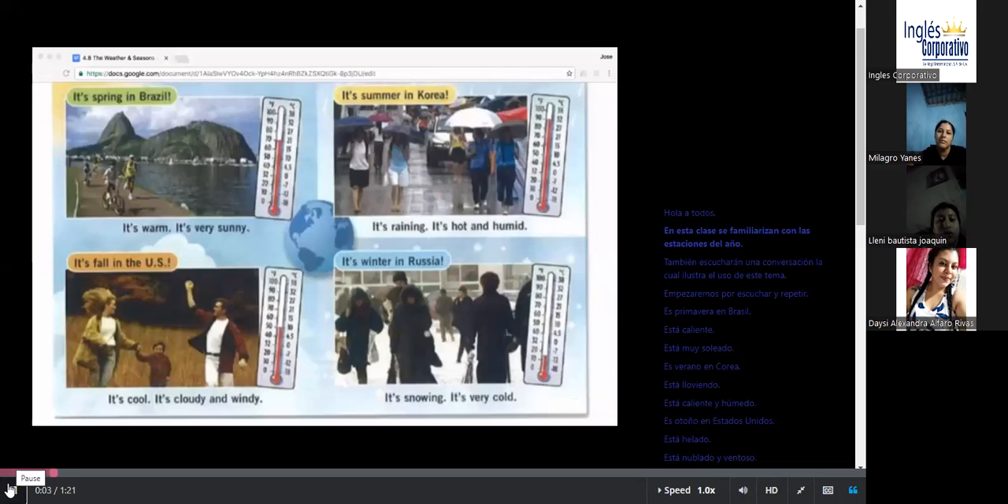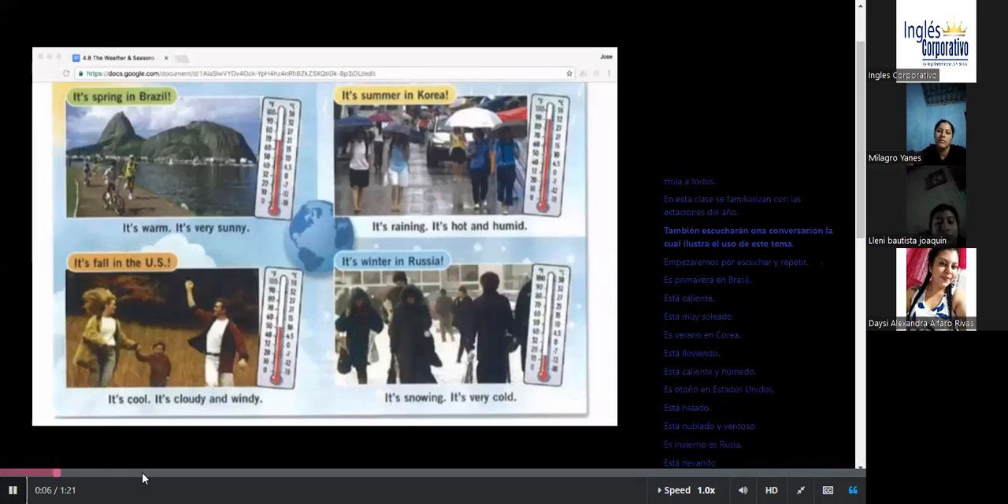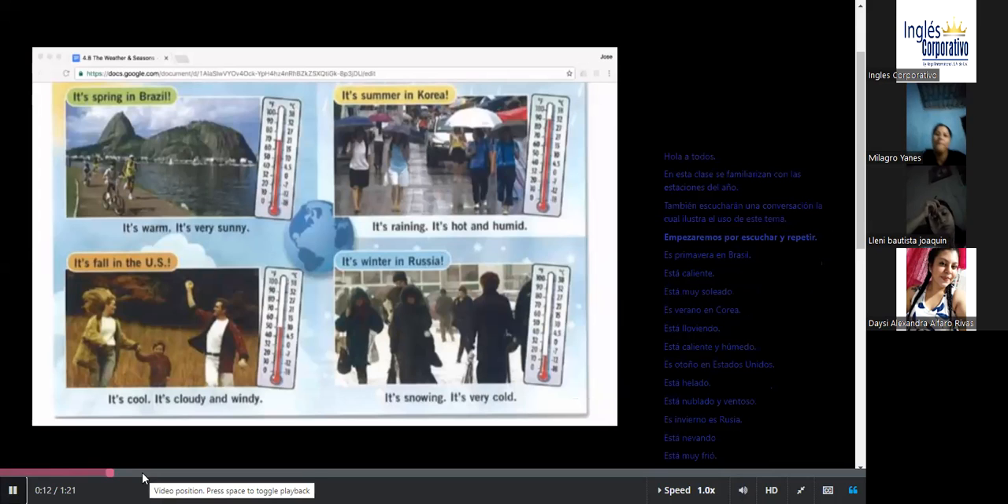Become familiar with the weather seasons. And you'll also listen to a conversation which illustrates how this topic is used. Let's start by listening and repeating.